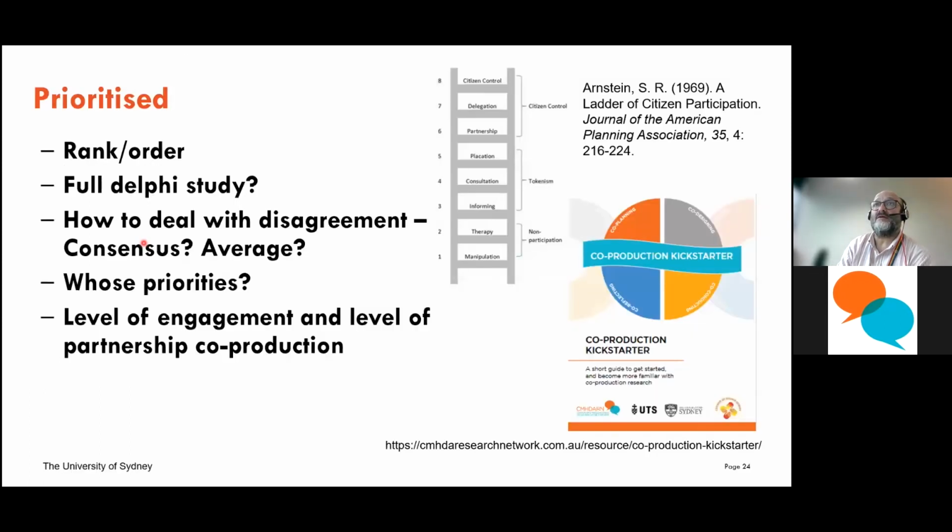What I wanted to do next was talk about prioritizing things. And I guess one of the things to think about up front is really whose priorities, who are the stakeholders? How do you decide when there's disagreement? Is it something that you want consensus on, or is it acceptable to average things out? And again, whose priorities, who are the stakeholders?